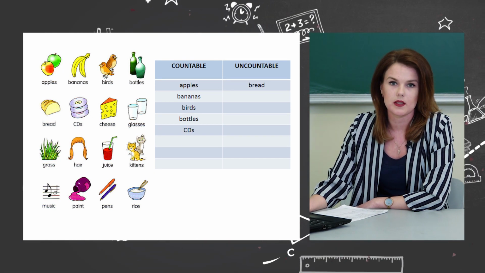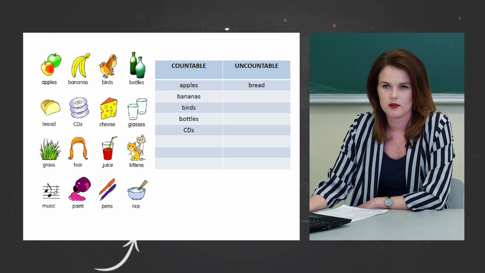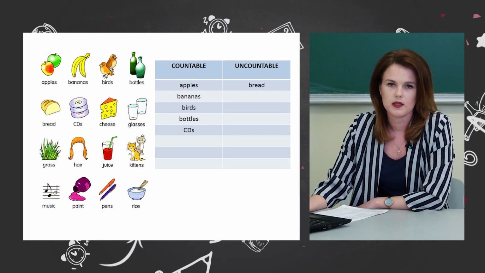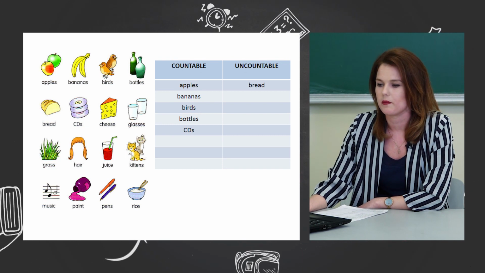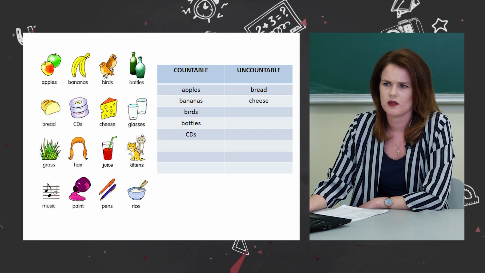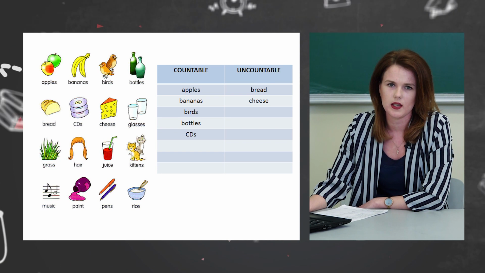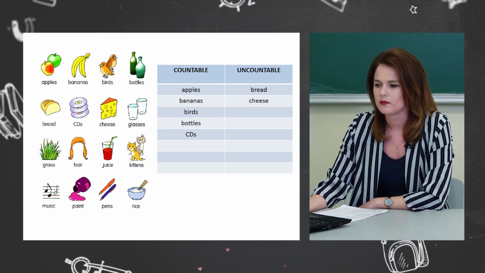CDs. CDs, countable or uncountable? 1 CD, 2 CDs, 3 CDs, 10 CDs. CDs is countable noun. Cheese. Can we count cheese? 1 cheese, 2 cheese? No, of course no. Cheese is uncountable noun.